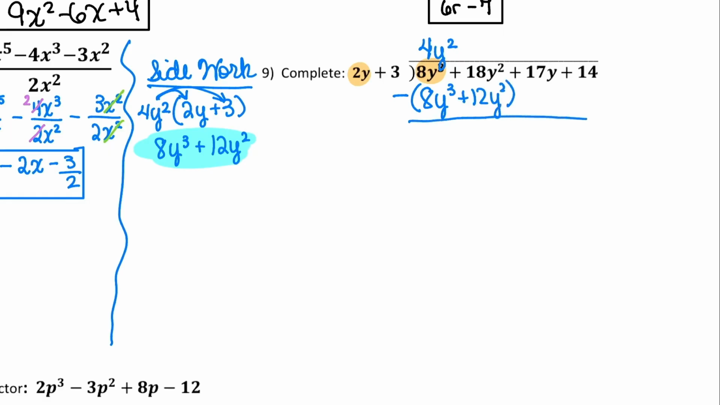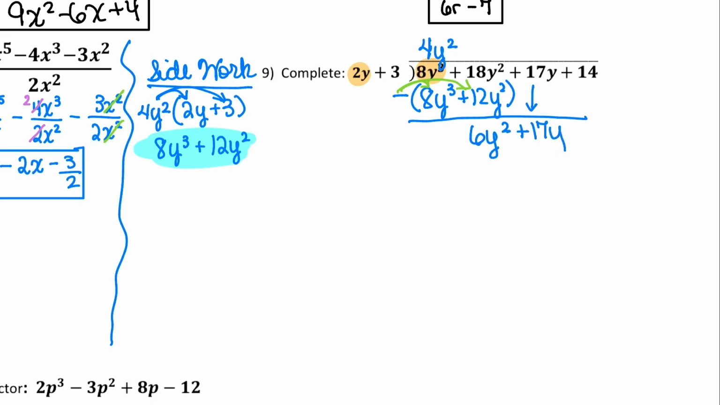Just like in standard division, we are going to bring down that 17y when we're done. We do have to distribute this negative because we are subtracting the entire quantity. So when we have 8y cubed minus 8y cubed, that's going to cancel. Then we have 18y squared minus 12y squared. And that result is going to be 6y squared.